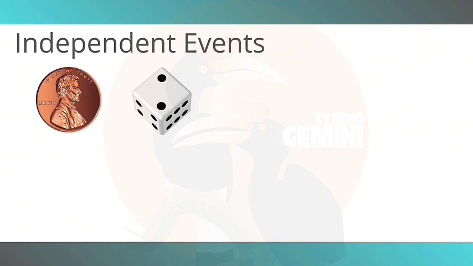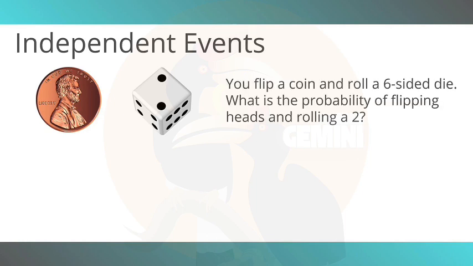Like when you flip a coin and roll a die. The coin's results have no impact on the die, and vice versa. Let's try an example. You flip a coin and roll a six-sided die. What's the probability of flipping heads and rolling a 2?